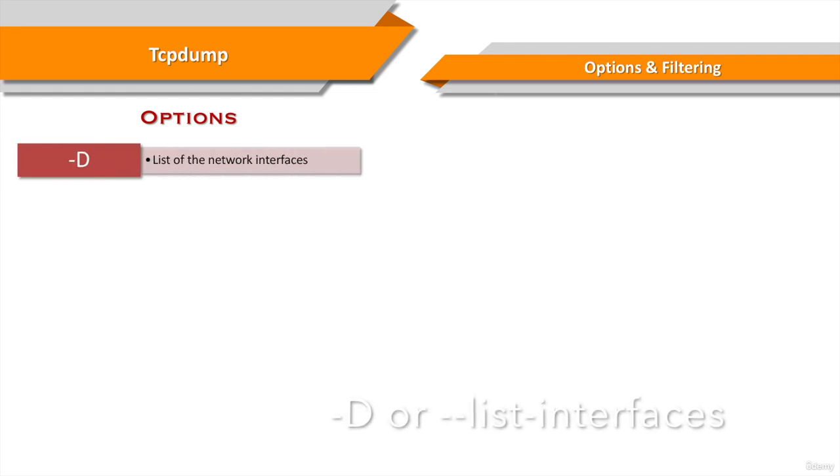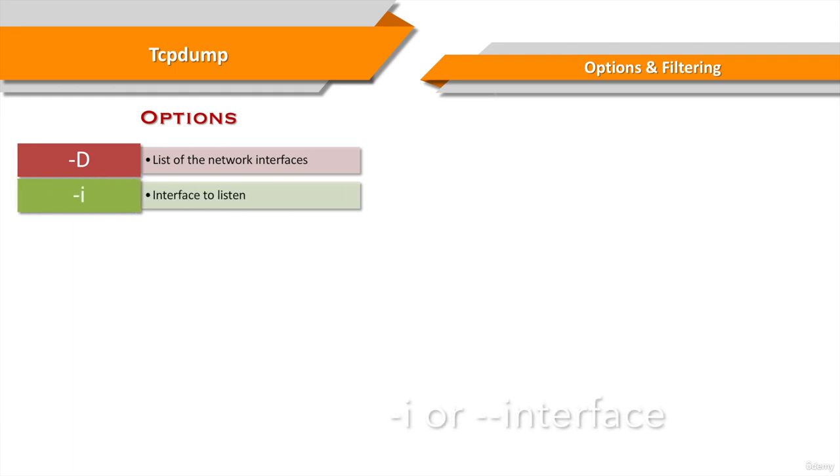-D, or --list-interfaces, prints the list of the network interfaces available on the system and on which TCPDump can capture packets. -i, or --interface, listens in on the interface. If unspecified, TCPDump searches the system interface list for the lowest numbered configured interface, excluding loopback, which may turn out to be, for example, eth0.